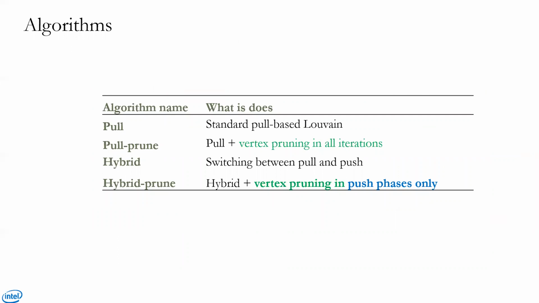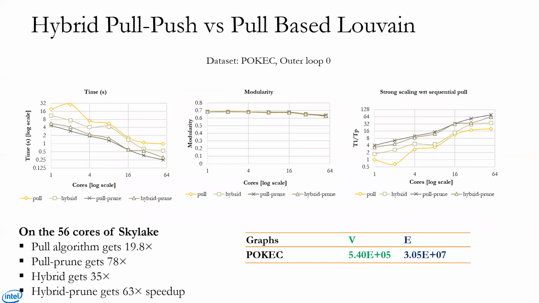We show the performance of the first outer loop iteration for 4 different implementations: pool, hybrid, pool prune, and hybrid prune, and the latter two use explicit vertex pruning optimization. For the POCIC social network graph on 56 cores of Skylake machine, the pool algorithm gets 19.8x speed up, pool prune gets 78x speed up, the hybrid gets 35x speed up, and hybrid prune gets 63x speed up compared to the sequential pool algorithm.